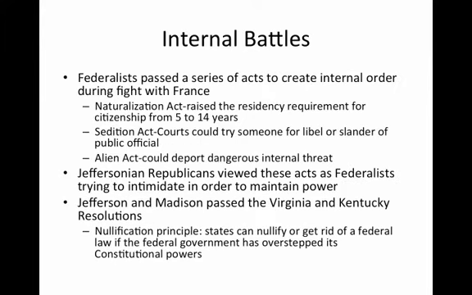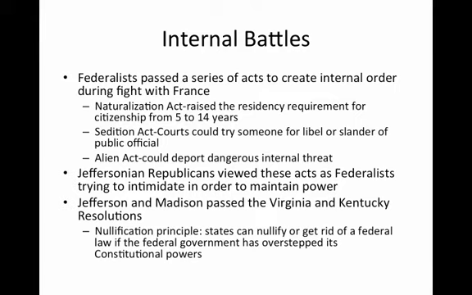Internal battles. The Federalists passed a series of acts to create internal order during the fight with France. For example, they passed the Naturalization Act, which raised the residency requirement for citizenship from 5 to 14 years. They passed the Sedition Act, in which courts could try someone for libel or slander of a public official. And they passed the Alien Act, so that they could deport dangerous internal threats.